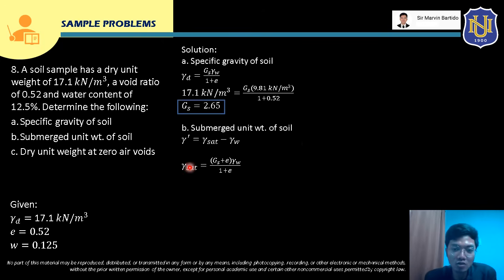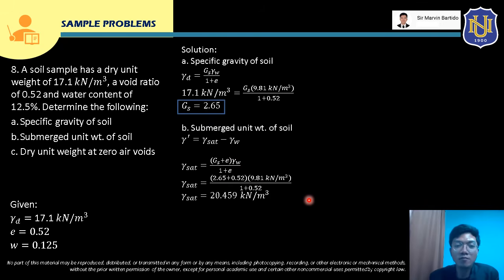So, for gamma sat, we can use this formula. Since we have G sub S, which we already got, and we have e, we can get gamma sat. G sub S is 2.65, e is 0.52, and 9.81 is gamma of water. Solving for gamma sat, class, this is 20.459 kilonewton per meter cube. Obviously, this should be heavier, greater than the dry unit weight. This is the dry one, so it is correct, since its value is larger. This is our saturated unit weight.